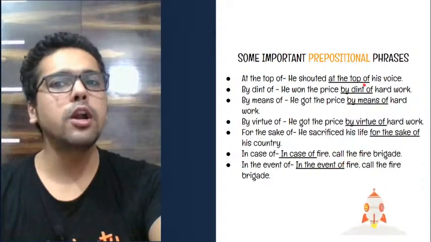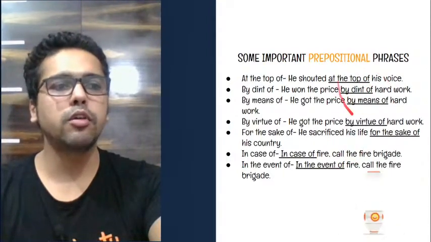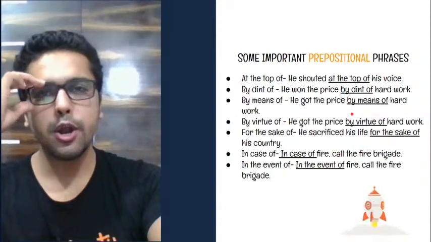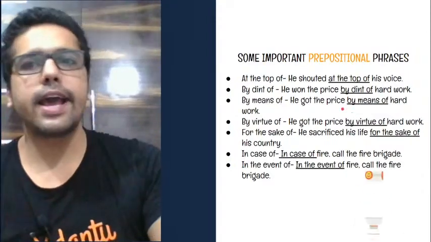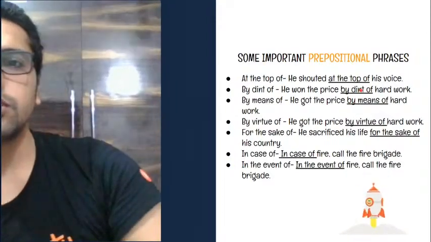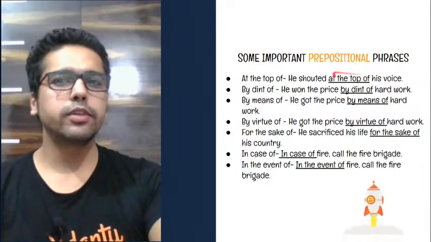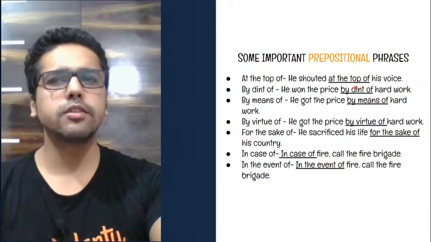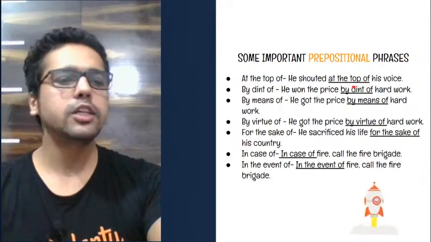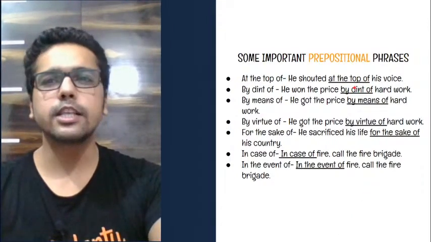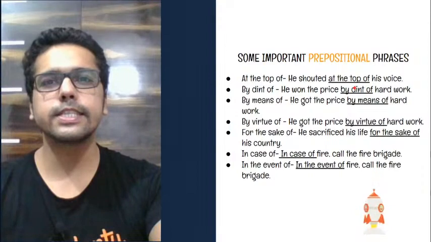So why are they called prepositional phrases? Because they are a group of words. They are basically a phrase doing the work of a preposition. They have the effect of a preposition. So at the top of, if you see, there are four words, right? At the top of, there are four words. It's a group of words, which is a phrase, and it is doing the work of a preposition. That's why they are called phrasal prepositions.